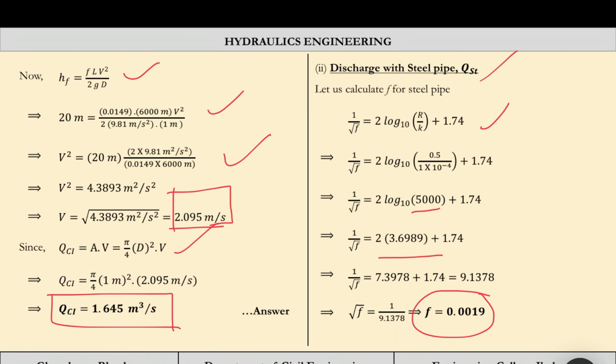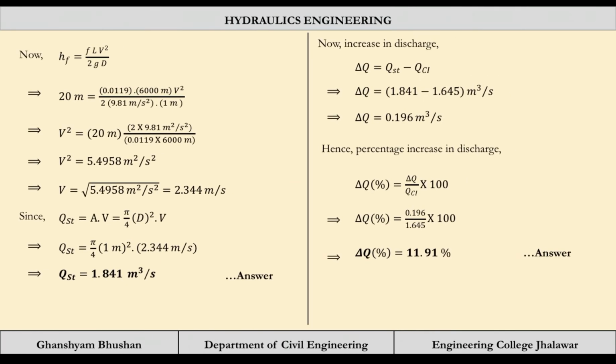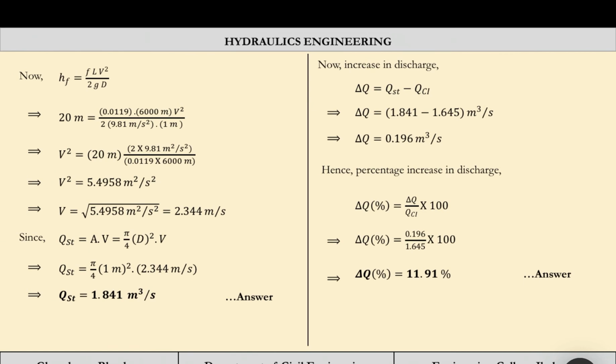So you can match, here f was 0.0149 and here it is 0.001. So it is almost 15 times lesser than this value. Okay, so that means the friction is less, then discharge will be more automatically. Now same, we have to find the discharge. So first we will use this equation.